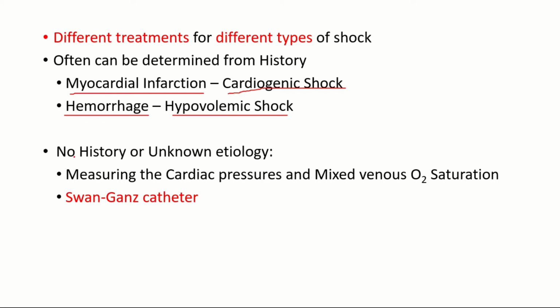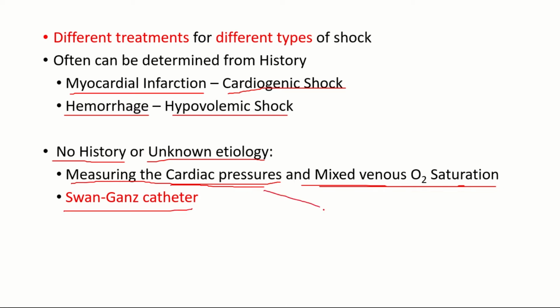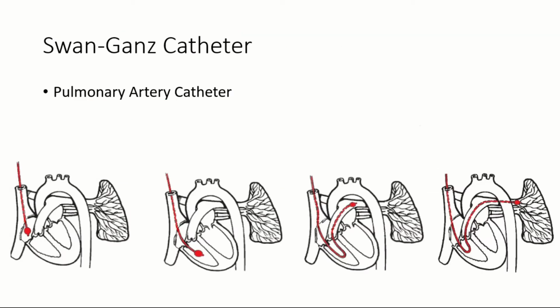But in certain scenarios, if there is no history or if we don't know the etiology, then we can determine the types of shock by measuring the cardiac pressure and the mixed venous oxygen saturation. So we can determine the types of shock by measuring these 2 parameters, and these are measured using a device known as the Swan-Ganz catheter. Later in the video we'll talk about how we can analyze these 2 parameters to determine the types of shock, but now let's see how the Swan-Ganz catheter is used to measure these parameters.